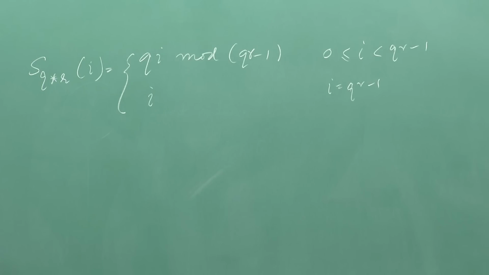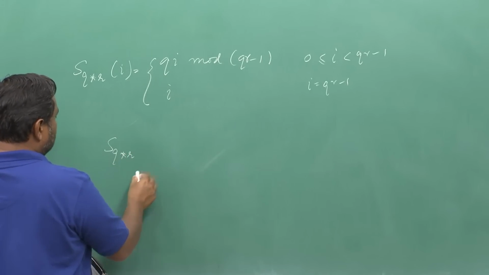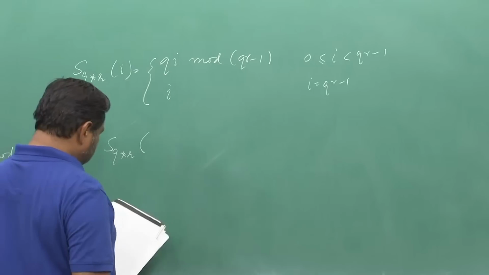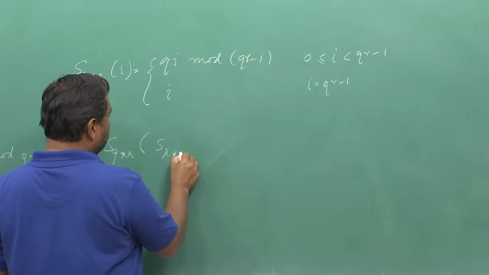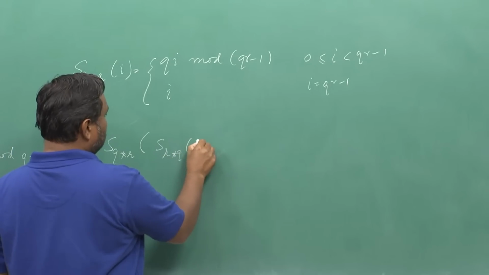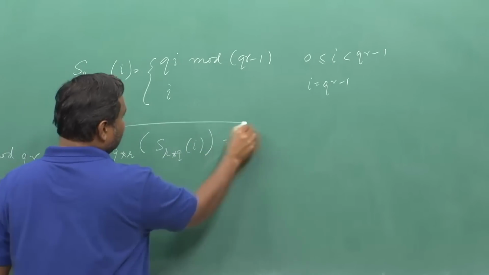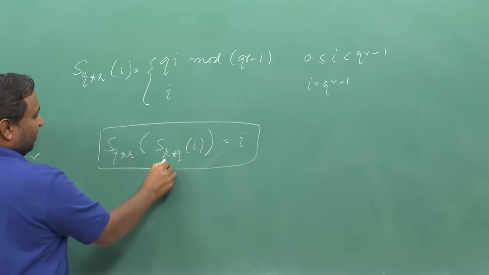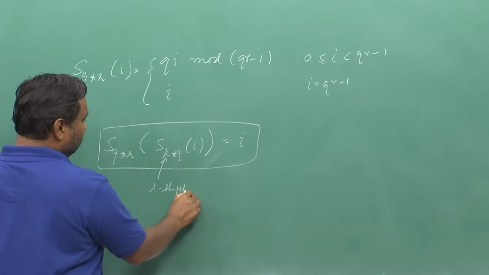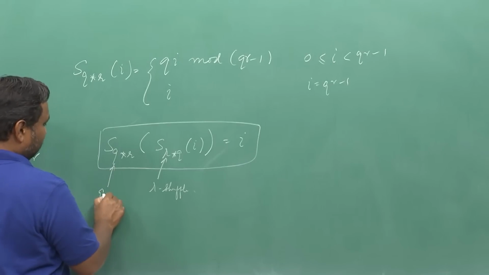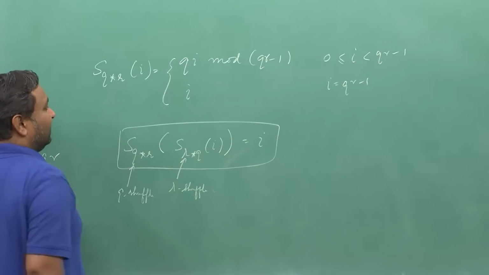And of course, there is one property which we can actually prove, that S of QR, applied with S of RQ, should be equal to I. So, remember this is R shuffle of the same QR objects, and this is Q shuffle. You end up getting back to the same thing.